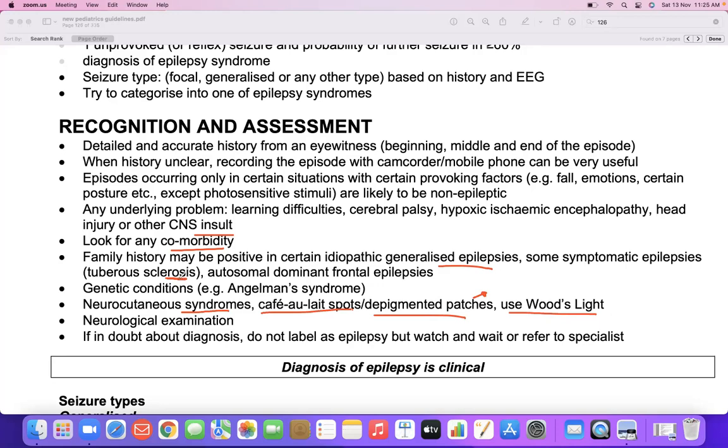So in tuberous sclerosis, searching for the neurocutaneous stigmata is very important, and also autosomal dominant frontal epilepsies. In the family history, the neurocutaneous syndromes will run in families, and certain idiopathic generalized epilepsies, and also some dominant frontal epilepsies.